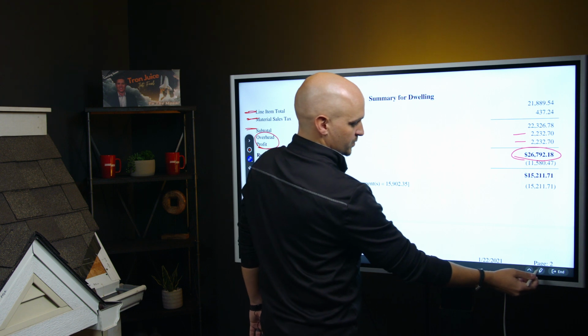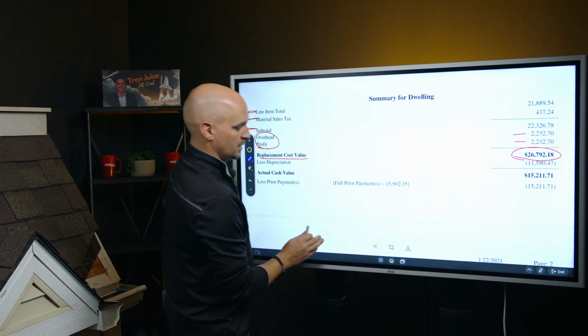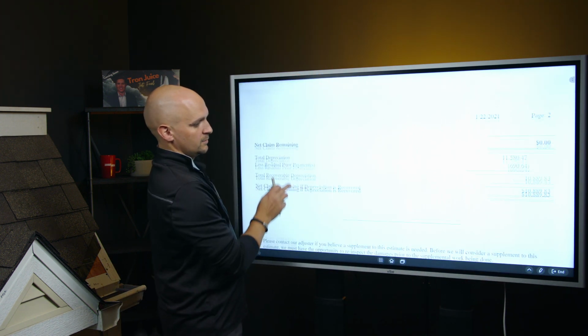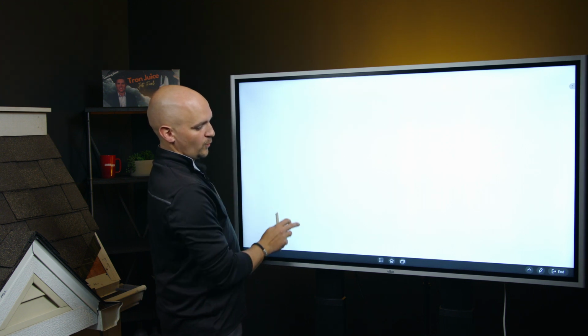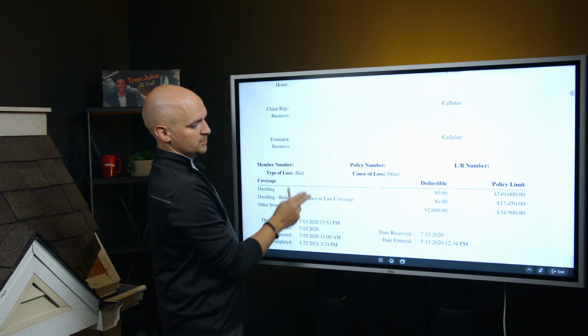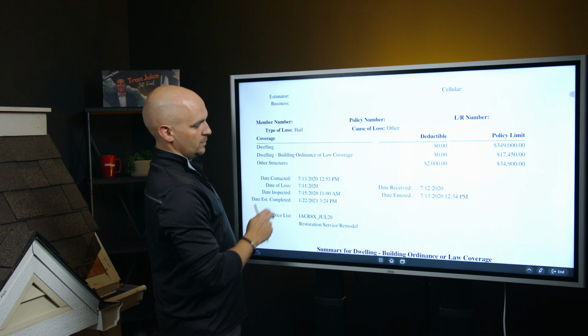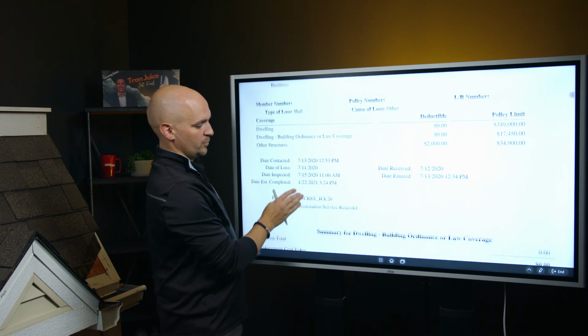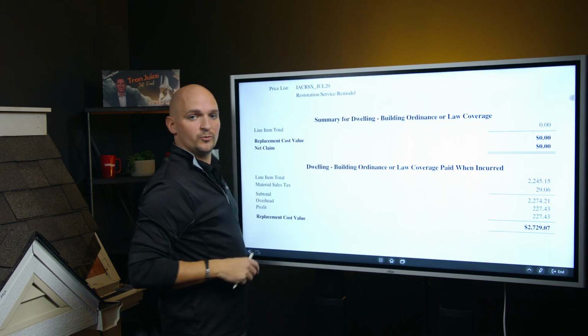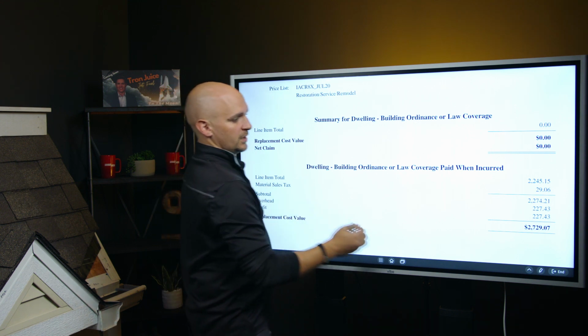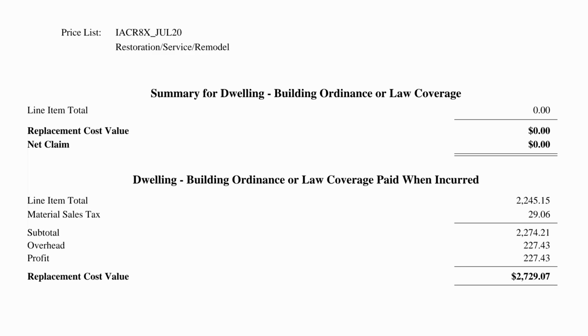This estimate has multiple summaries, so you'll see all of the same information just for code coverage and other structures. Again, the information for the homeowner, dates, and then the summary page. You'll see here at first, it shows $0 for the replacement cost value of the code coverage. That's because they do not account for that until it has actually been incurred with the repairs.